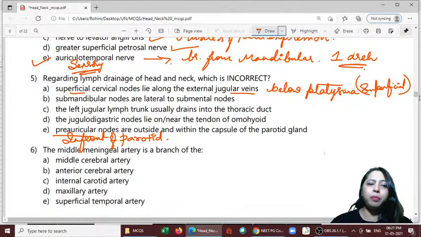Okay, so you have to remember, this is a correct statement. This is a correct statement. This is a correct statement. All these are correct statements except the one which is A. Superficial cervical nodes lie along external jugular vein. So this is a wrong statement. It is not true. And this is the answer, 5A. Okay, next one.